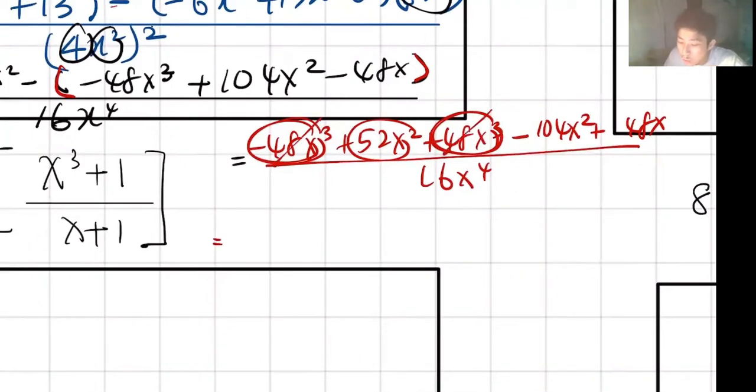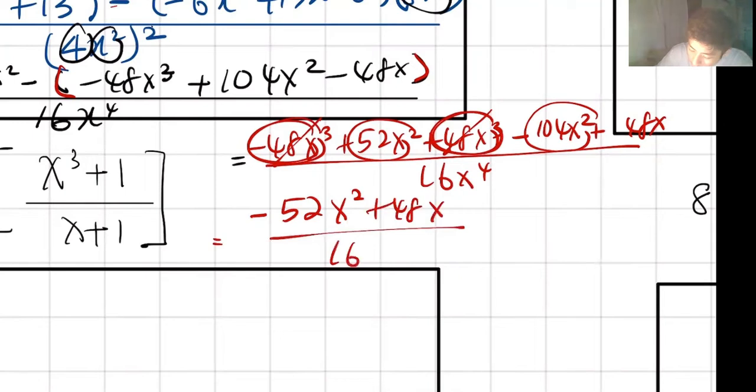So now we do for x squared. Now we solve for the x squared. 52 minus 104 x squared. So what I'll get is minus 52. Minus 52 x squared. Use your calculator. 52 minus 104 is minus 52 x squared. Then at last you have a 48x here plus 48x divided with 16x power 4.